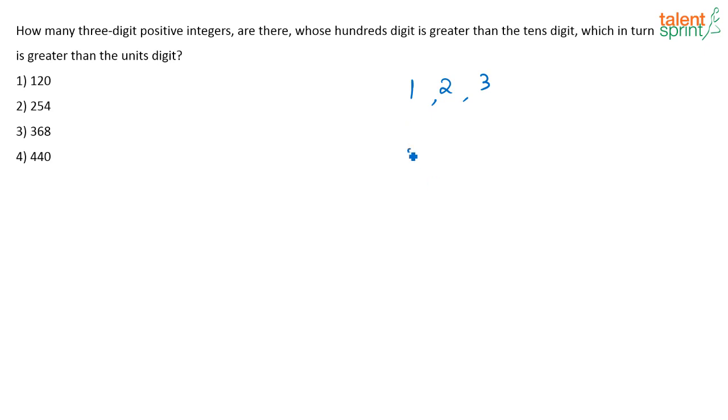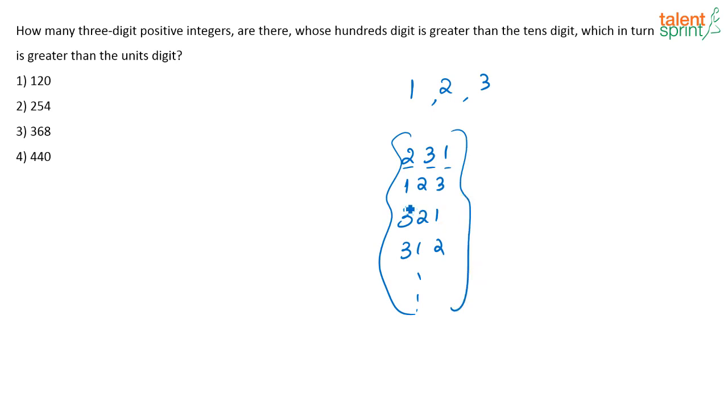So, I have, see, 2, 3, 1, right? Different ways I can use 1, 2, 3, or I can do 3, 2, 1, 3, 1, 2 and so on. Basically, any 3 numbers I choose as digits for a 3-digit number, in all the possible ways in which I can arrange them, there will only be one such number which is going to satisfy the criteria given here.